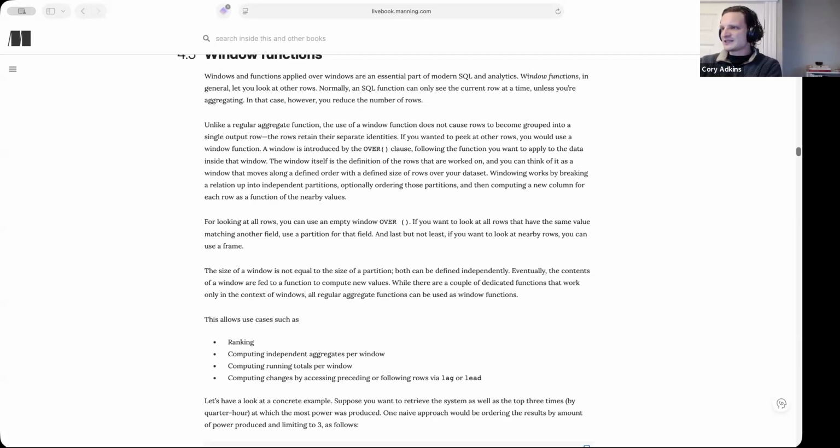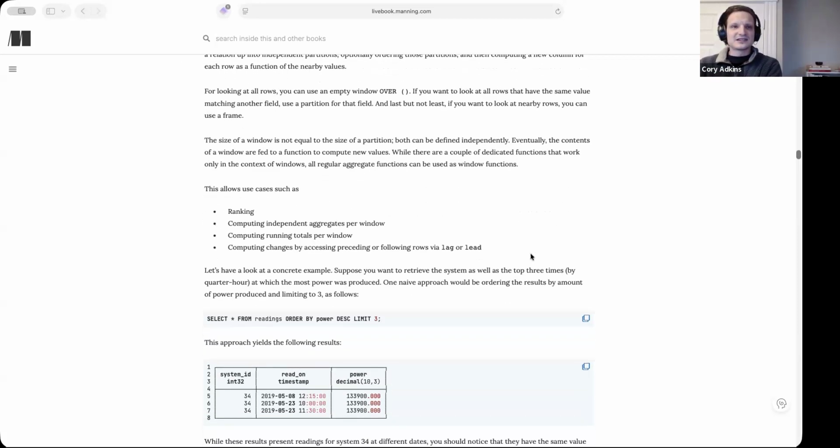And frames are relative to position. I feel like frames is maybe not a great metaphor, but lag and lead would be classic frames. If you're at a row, say the row is a year and it's 1999, and you want to look at both 1998 and 2000, you can use a lag and a lead to look at the two adjacent rows, and that would be a frame.